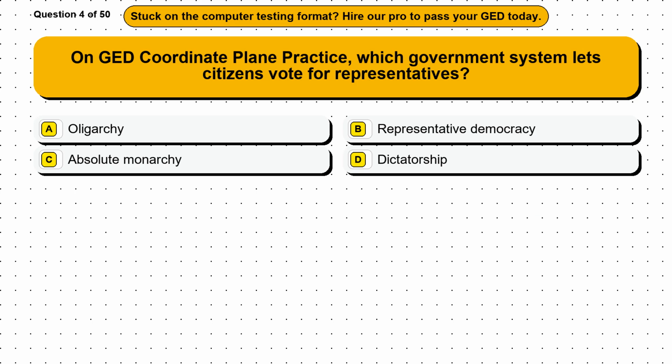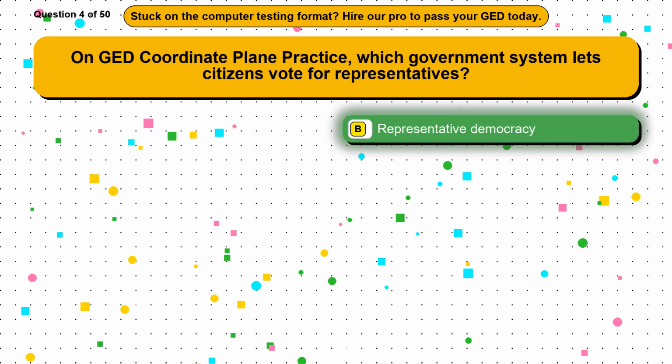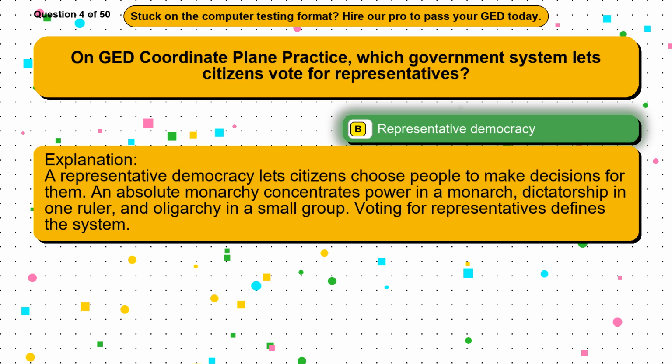Question 4. On GED Coordinate Plane Practice, which government system lets citizens vote for representatives? Option A, oligarchy. Option B, representative democracy. Option C, absolute monarchy. Option D, dictatorship. The correct answer is option B, representative democracy. A representative democracy lets citizens choose people to make decisions for them. An absolute monarchy concentrates power in a monarch, dictatorship in one ruler, and oligarchy in a small group. Voting for representatives defines the system.